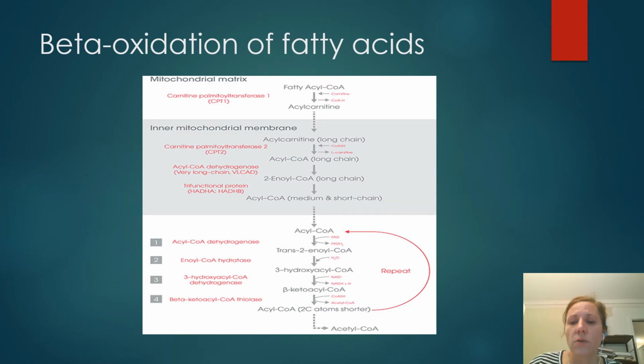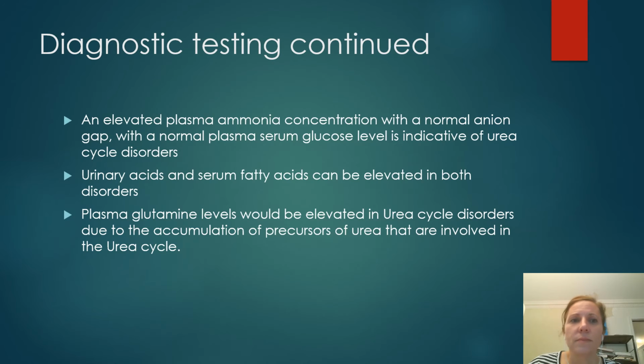Also, here we'll go to the next slide. The next slide has diagnostic testing continued, an elevated plasma ammonia concentration with a normal anion gap, as we had discussed earlier. Moving on, urinary acids and serum fatty acids could be elevated in both disorders. Plasma glutamine levels would be elevated in the urea cycle disorders due to the accumulation of the precursors of urea that are involved in the urea cycle.